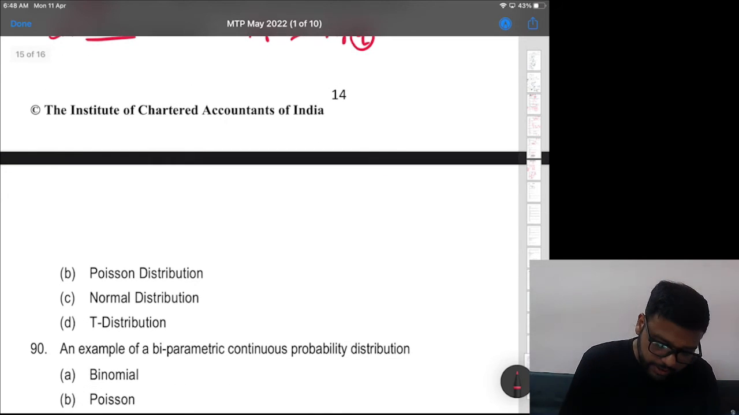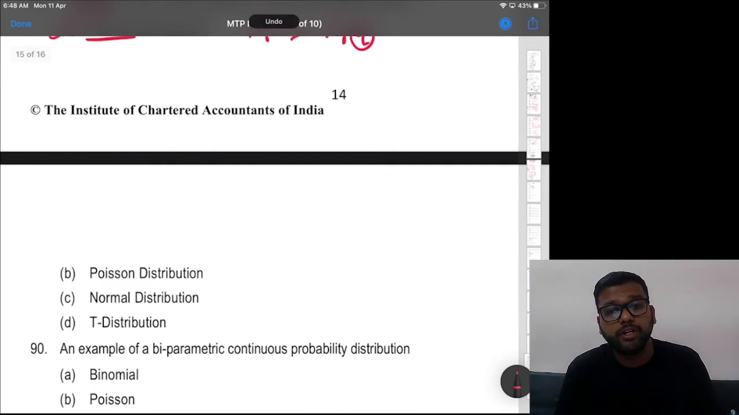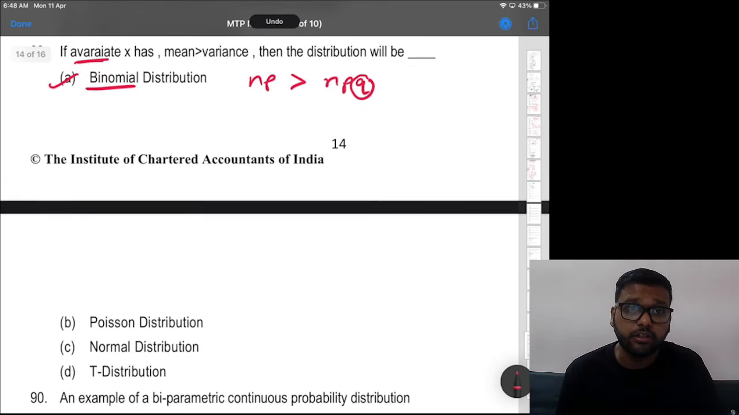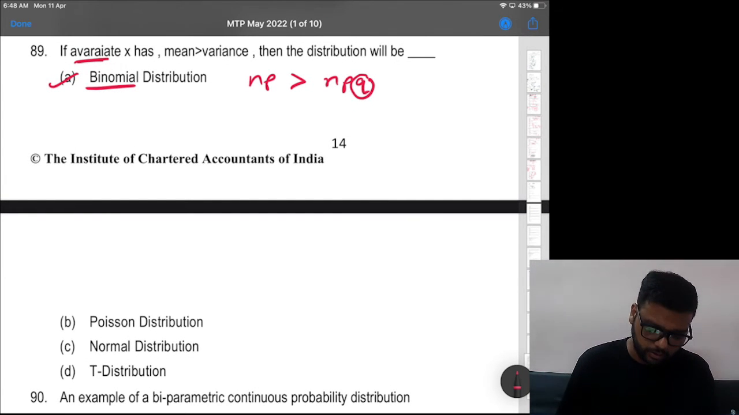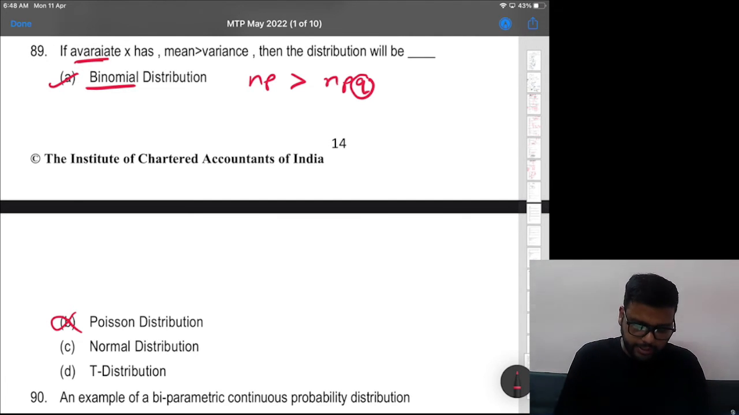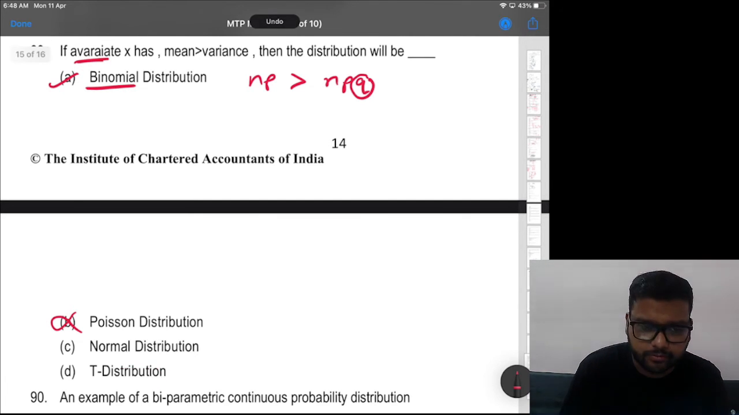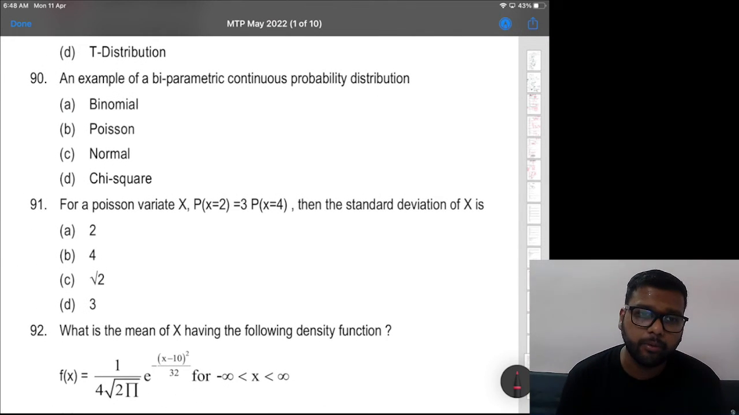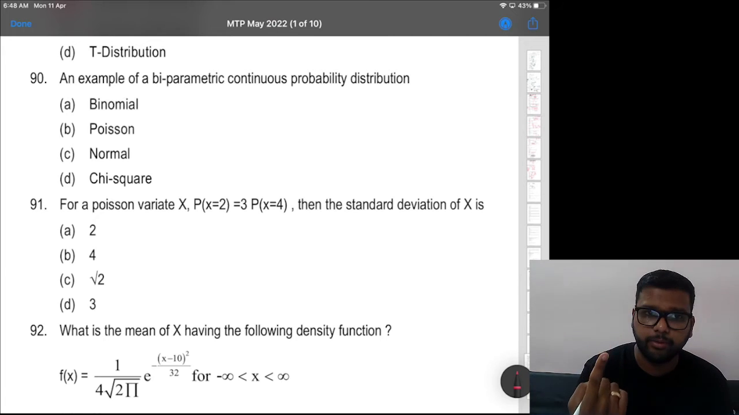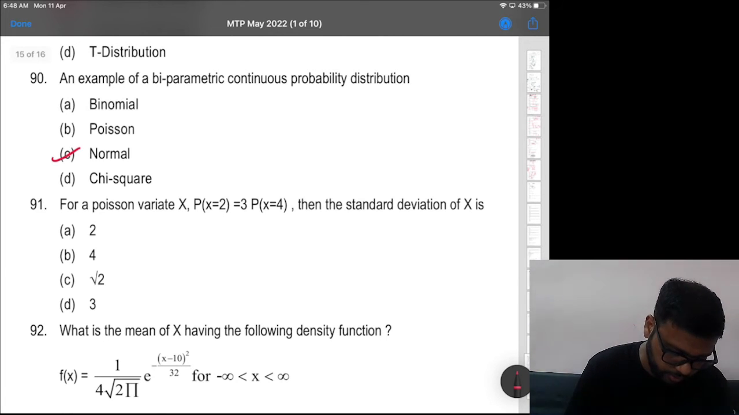Actually, normal distribution should not have been there, because normal distribution can also be the correct answer, because it can have mean greater than variance. It has no relation with each other. But Poisson is definitely not the answer, because mean is equal to variance. T distribution is not in syllabus, you can ignore it. An example of biparametric continuous probability distribution: we have only one continuous probability distribution in syllabus, which is normal.